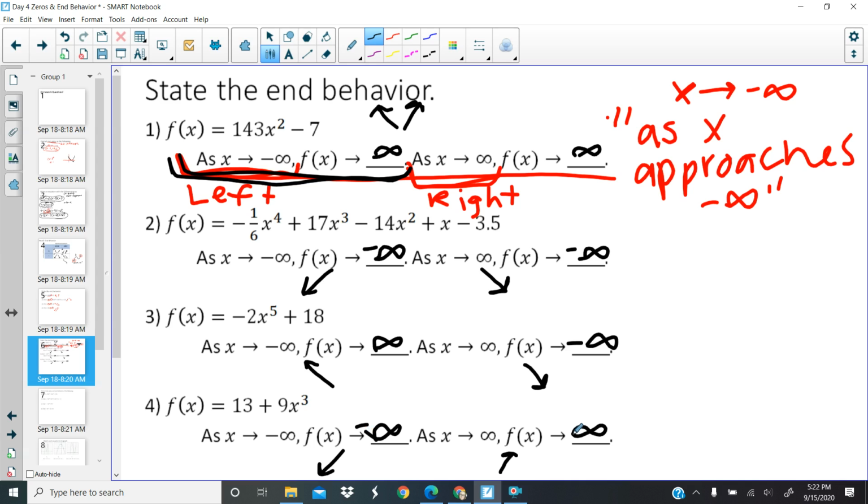So that just says on the left-hand side of the graph, we're pointing down, it's getting smaller and smaller, y is getting smaller and smaller, so it's approaching negative infinity. And on the right-hand side of the graph, y is getting bigger and bigger, so it's approaching positive infinity. So just make a note of this type of notation for end behavior.